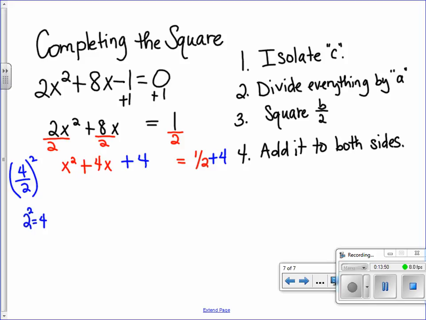That's just the procedure. Square b over 2. That's the step. Okay? That's what you do next. You add it to both sides. So I'm going to rewrite this. X squared plus 4x plus 4 equals 9 over 2.